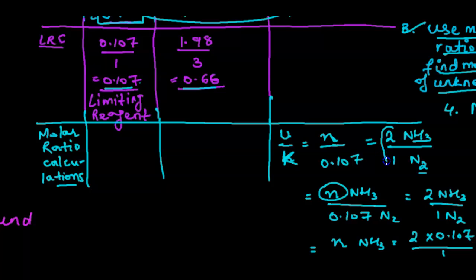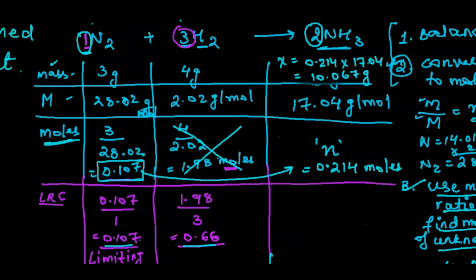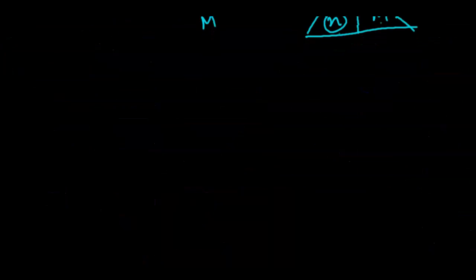And this ratio comes from the balancing numbers of the reaction. We have 2 ammonia and we have 1 nitrogen. Then we are looking for this n. All we have to do is cross multiply and we'll get the number of moles of ammonia. The number of moles of ammonia we obtained was 0.214. To get the mass x, we would be doing moles multiplied by molar mass, and that would give us the mass of ammonia. This process is not long.